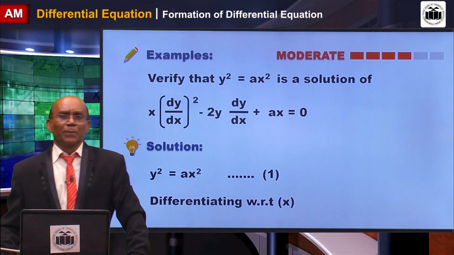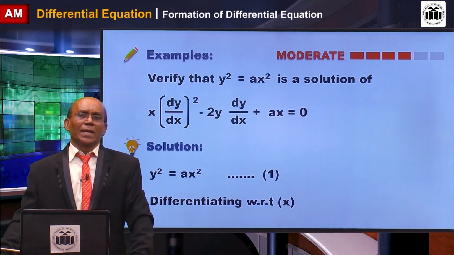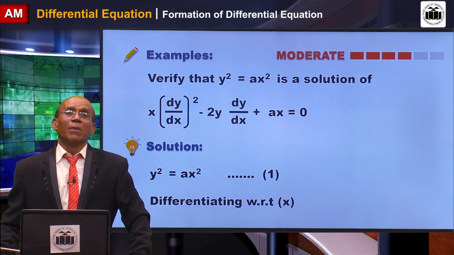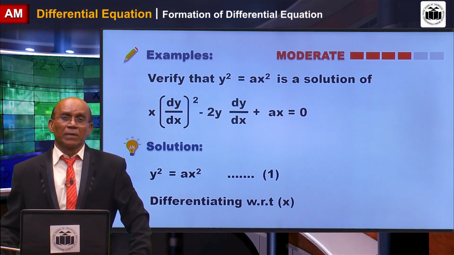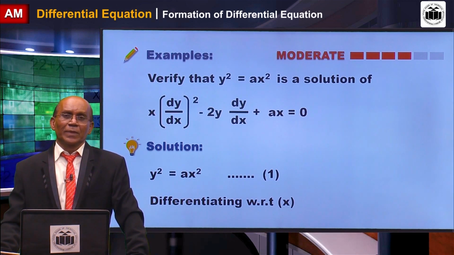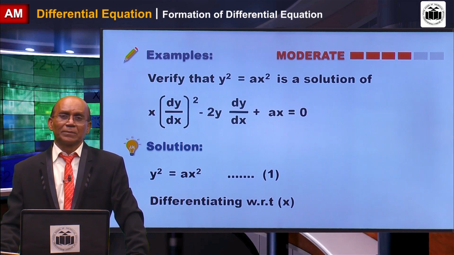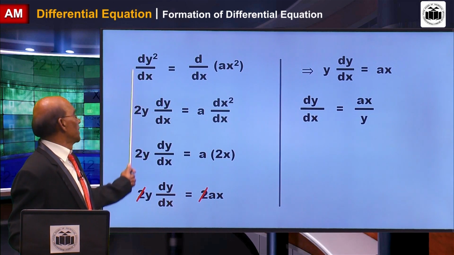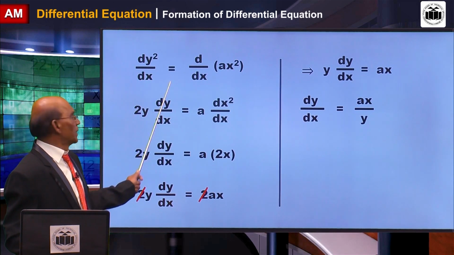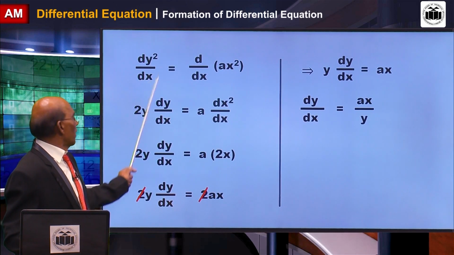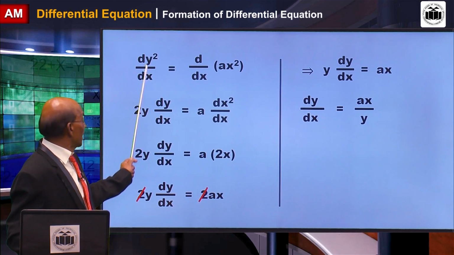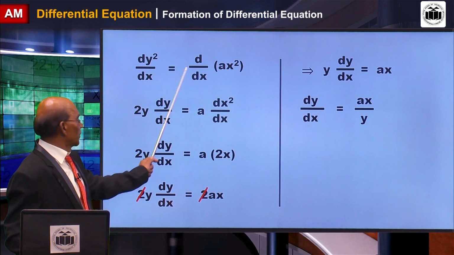Moderate example: verify that y square equals ax is a solution of x dy by dx whole square minus 2y dy by dx plus ax equals 0. Solution: y square equals ax, differentiate with respect to x. Now d by dx of y square, again here students can make a mistake, because what is the derivative of y square? This is an implicit function, so we can say that it is 2y dy by dx.